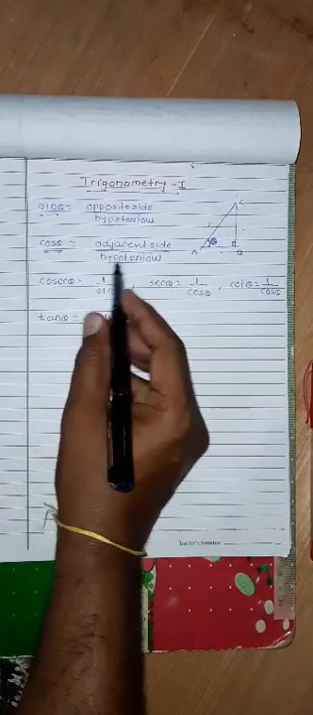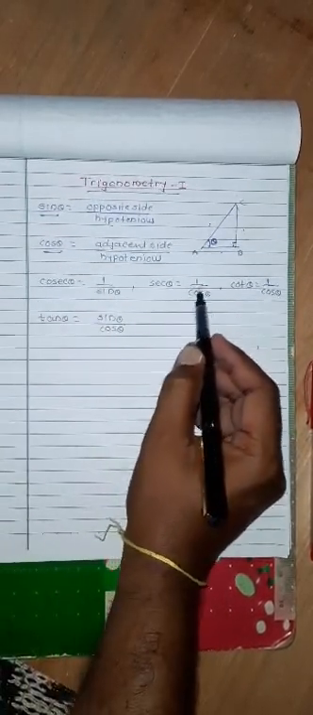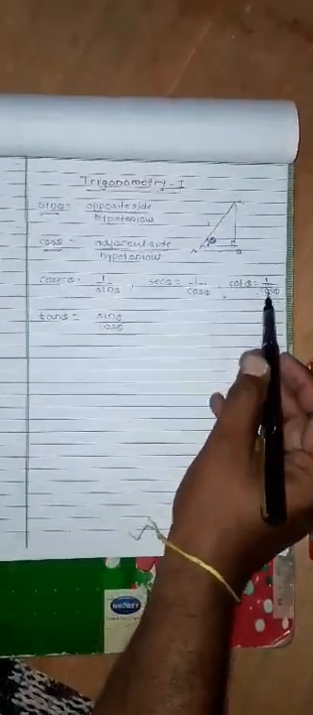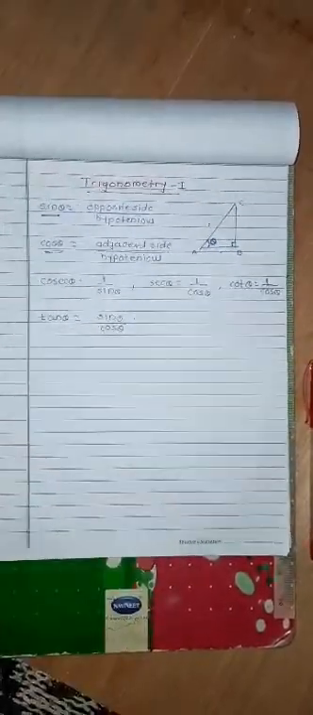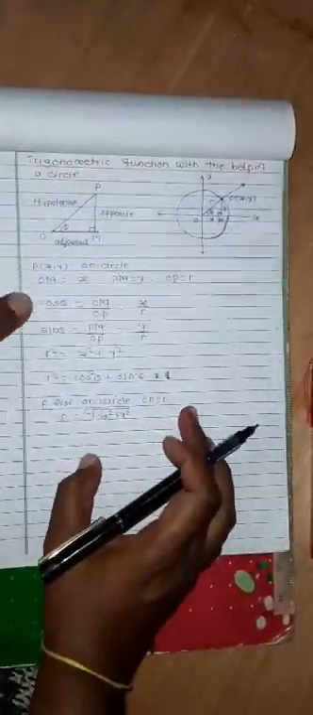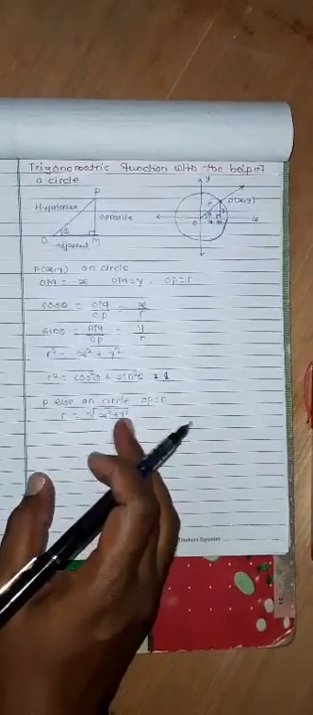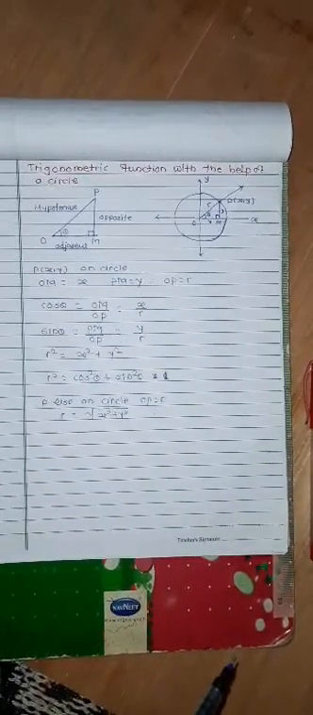Now, rearranging all the functions, we calculate them from the sine of theta and the cos of theta. The sec of theta is equal to 1 upon cos of theta, and the cot of theta is equal to 1 upon tan of theta, and tan of theta is equal to sine theta upon cos theta. Now we have to discuss the trigonometric functions with the help of the circle. First we have to take the standard circle.